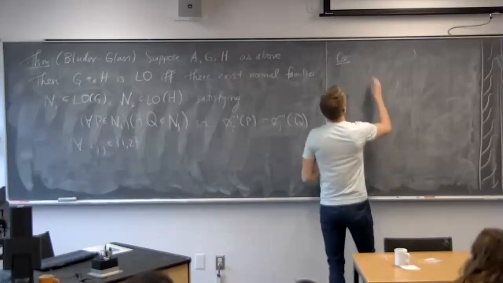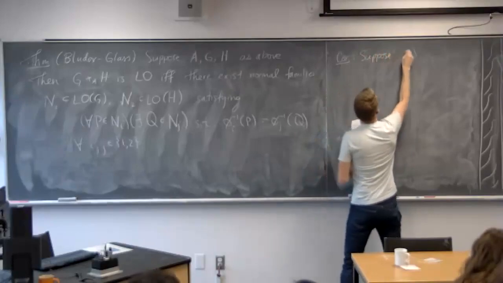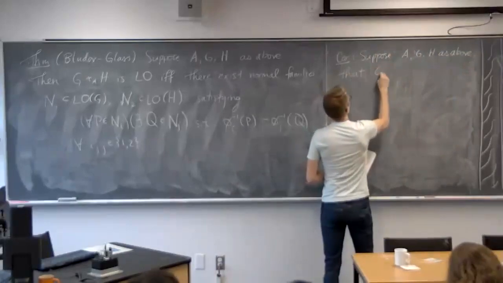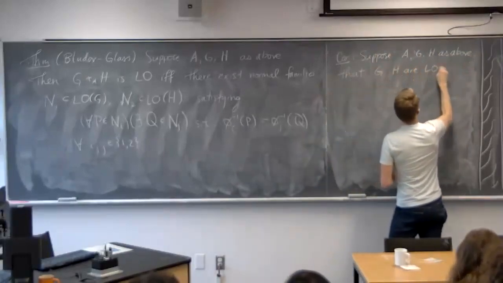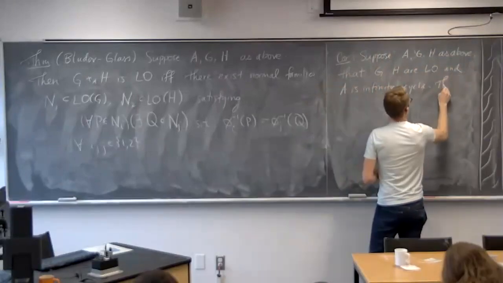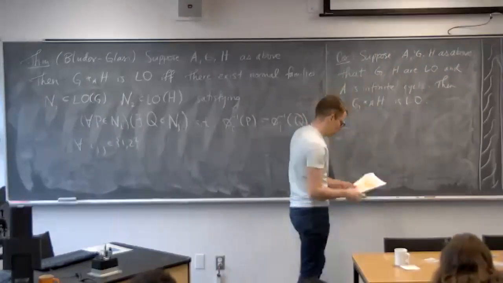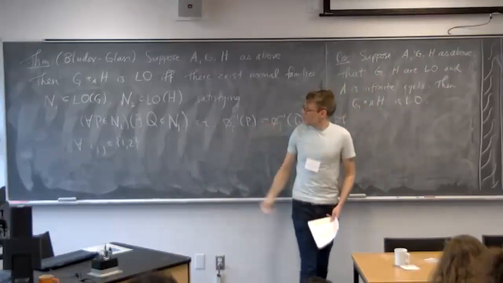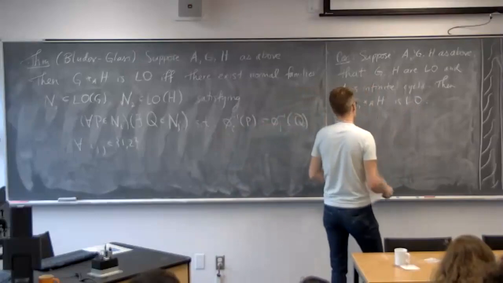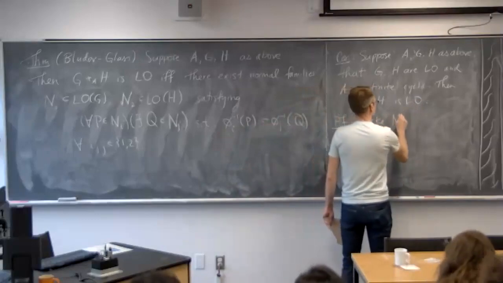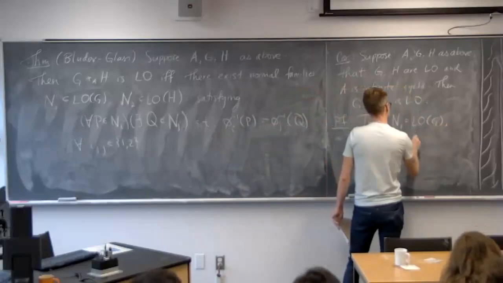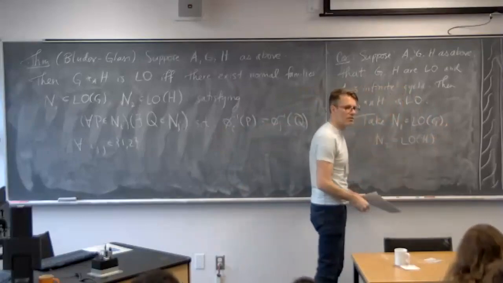Okay, so, corollary. Suppose A, G, H as above, and that G, H are left orderable, and A is infinite cyclic. Then the amalgam is left orderable. Why? We have to show two normal families that satisfy this condition. I just want to say, take all the orderings as one normal family and all the orderings as the other normal family. So take N1 equal to LO(G), N2 equal to LO(H). Done.